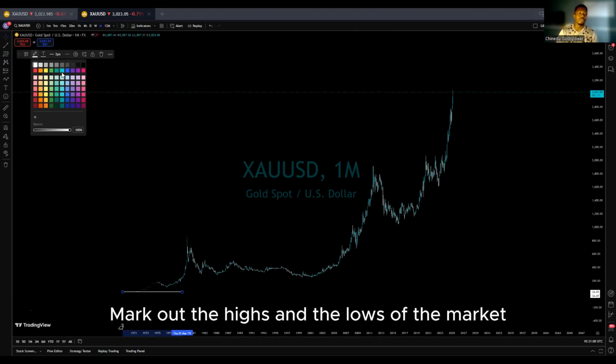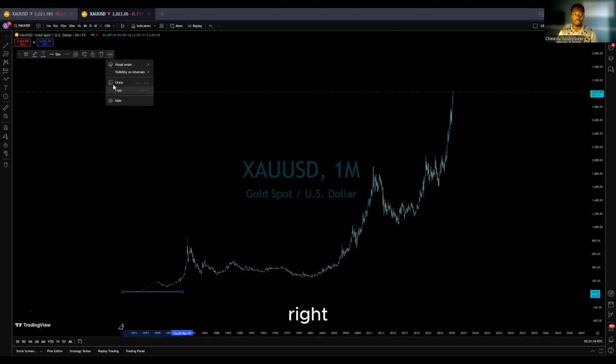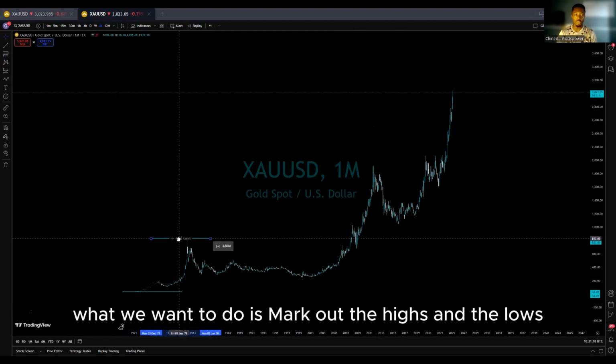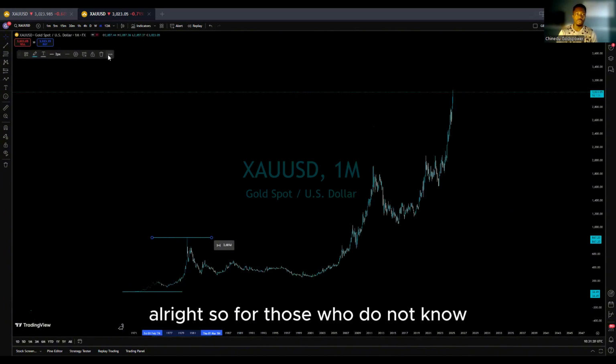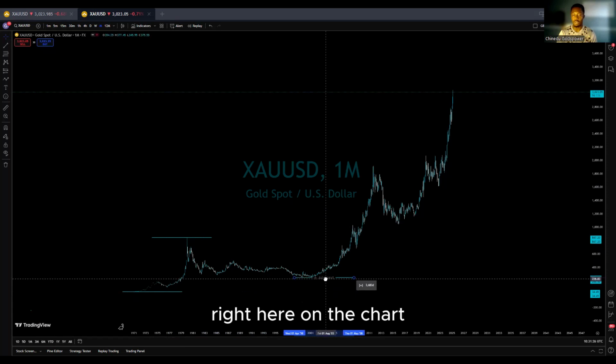Mark out the highs and the lows of the market. We notice this market is on an uptrend, right? So what we want to do is mark out the highs and the lows. All right, so for those who are not advanced traders, they can have an understanding of what we're doing right here on the chart.